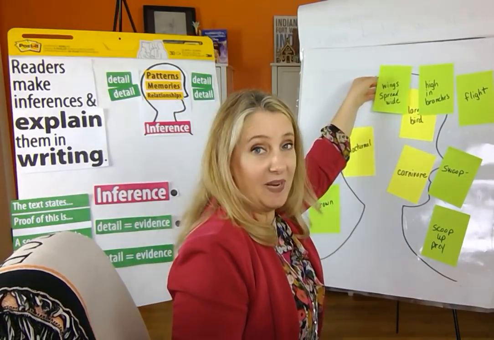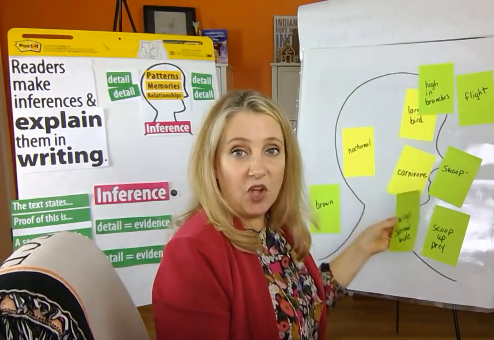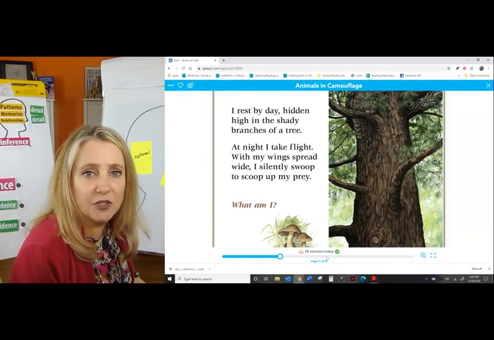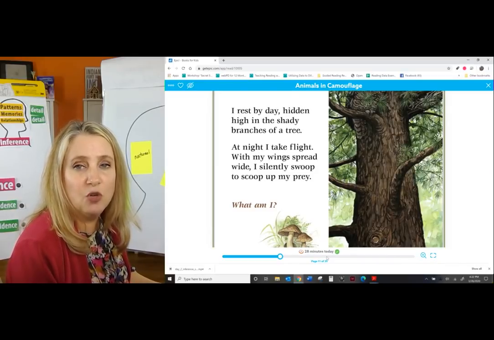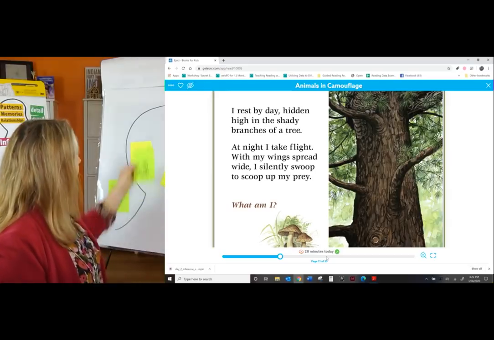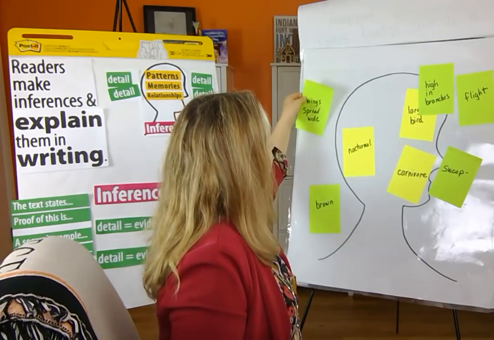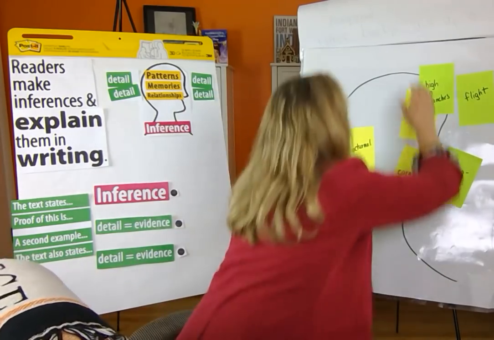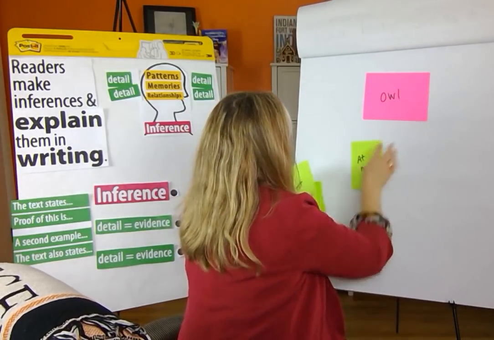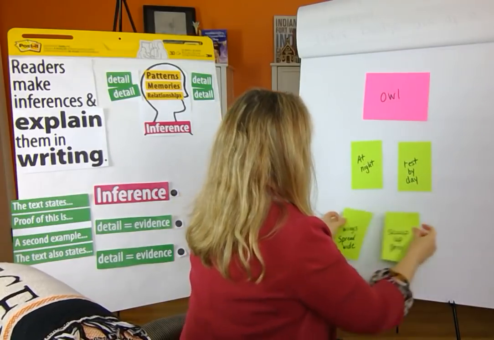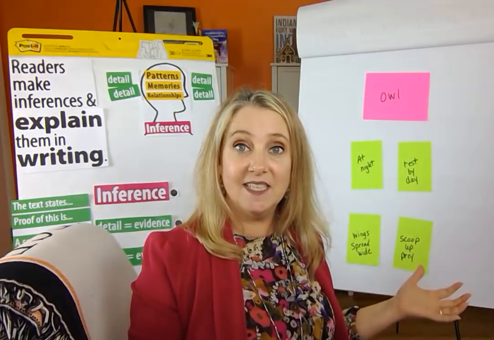You want to say something about the wings? The wings spread wide. And it was all in that one sentence. Let's go back to the text for a minute too and look at it. With my wings spread wide, I silently swoop to scoop up my prey. Yeah, so maybe both of these here, one from one side, one from the other. Is that what you're thinking? Okay, so now I'll move this out of the way. And I'll put our sticky notes right here. Okay, so that then we can turn them into sentences.